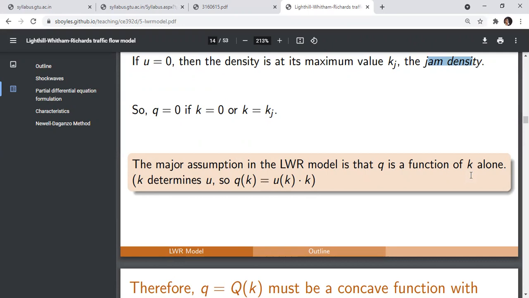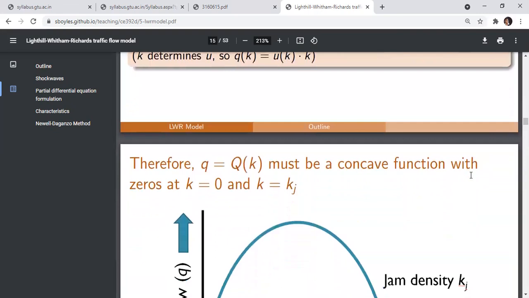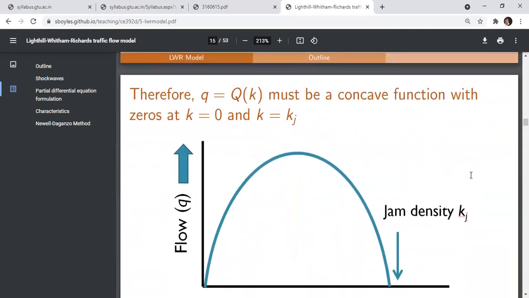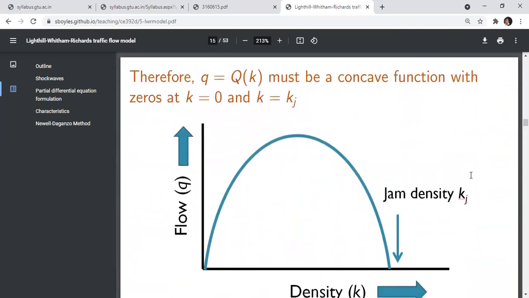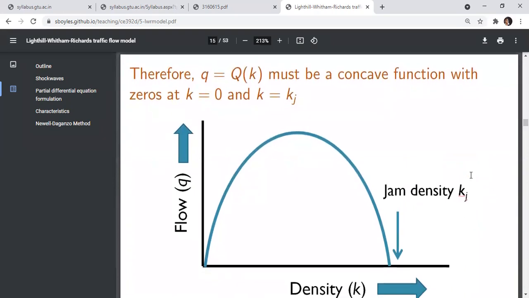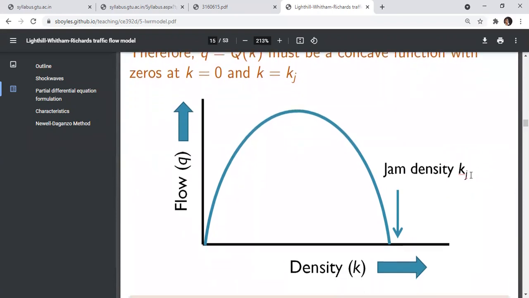The major assumption in the LWR model is that Q is a function of K alone. K determines U. So Q is equal to U(K) into K. Therefore, Q is equal to Q(K), which must be a concave function with a 0 at K is equal to 0 and K is equal to Kj.